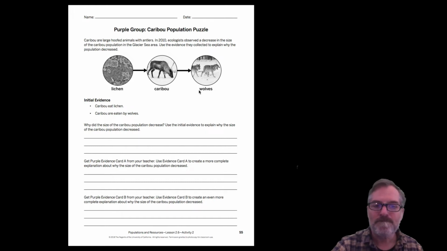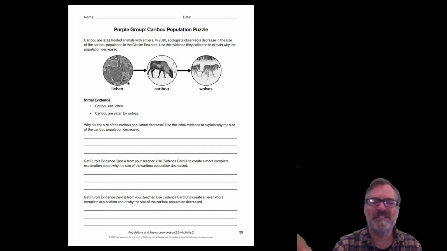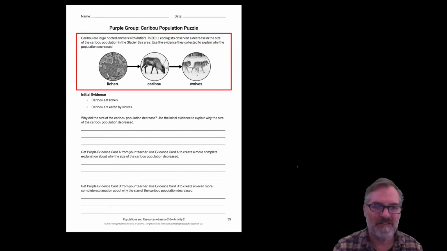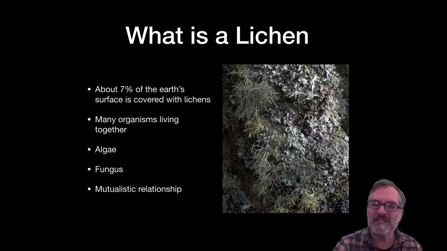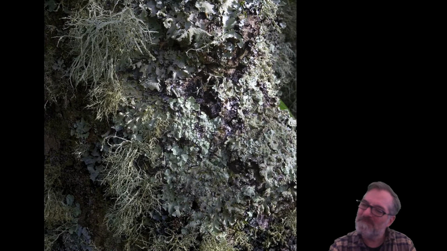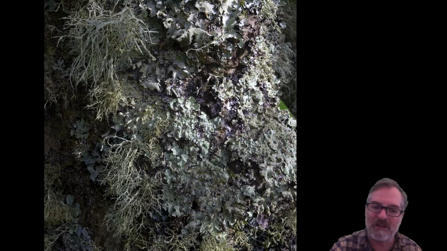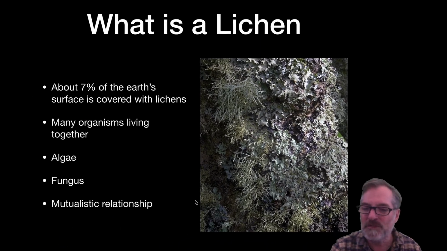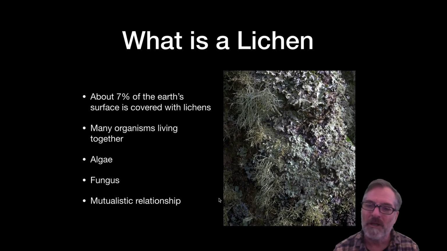Okay? So a lot of people are like, let's just take a pause right here. What is a lichen? So about 7% of the Earth's surface is covered with these things called lichen. And a lichen is not one single organism, but it's many organisms living together, mainly an algae, which is kind of like a plant-like type organism. Some scientists categorize it as a protozoan, but it's very, very simple, like a plant-like structure or organism. And then a fungus, and they live together in this mutualistic relationship we'll talk about more.